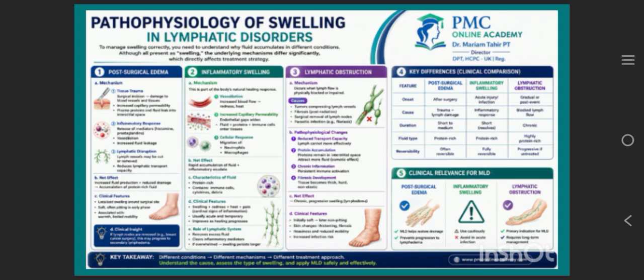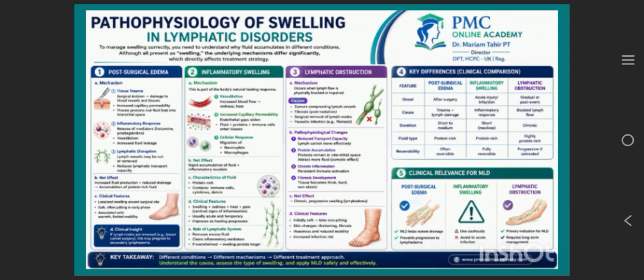Okay, and in lymphatic obstruction the clinical relevance for MLD is, first, it is the primary indication for MLD, and second, it requires long-term management. Okay, so not all swelling should be treated the same way. You should know that correct identification of pathophysiology is equal to correct treatment.